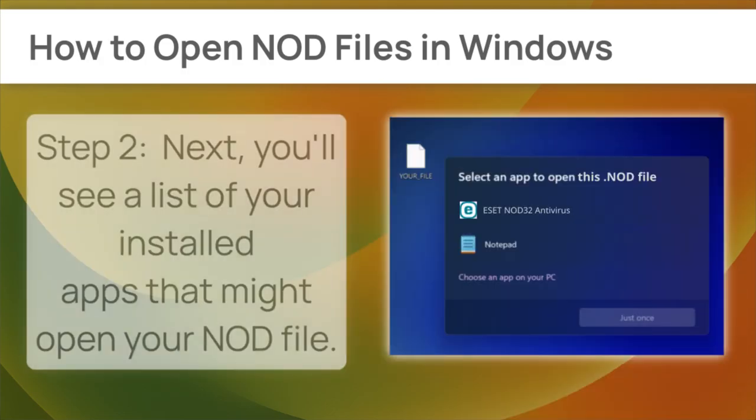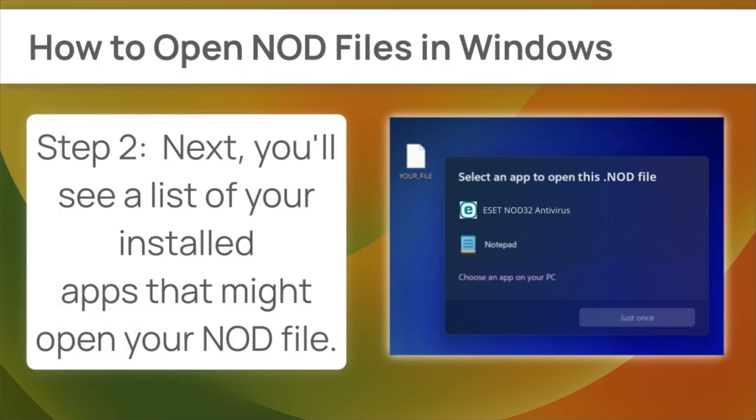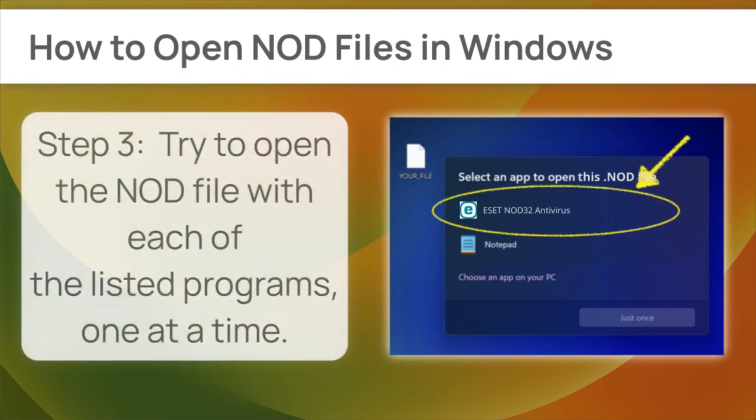Right-click your NOD file and choose Open With. Test ESET NOD32 Antivirus first. If it's not there, select another program. This process often yields a surprisingly simple fix.